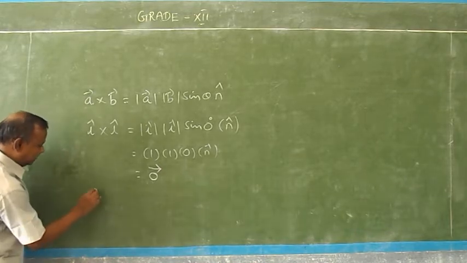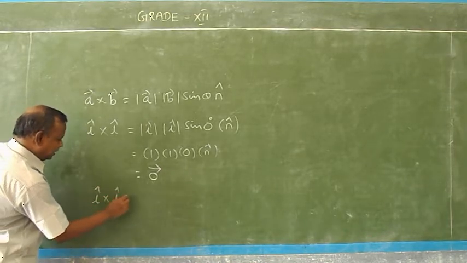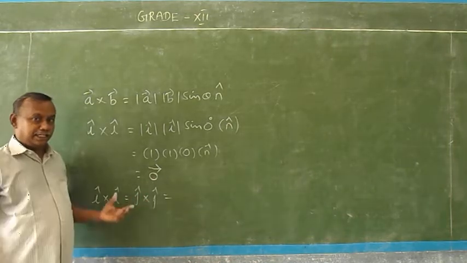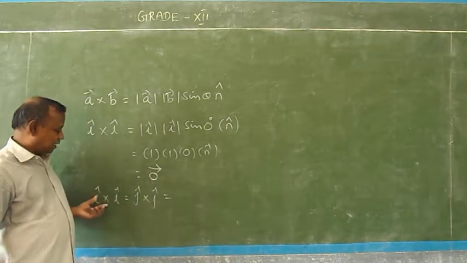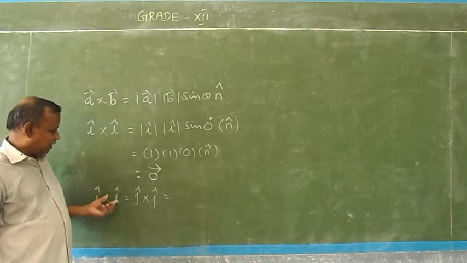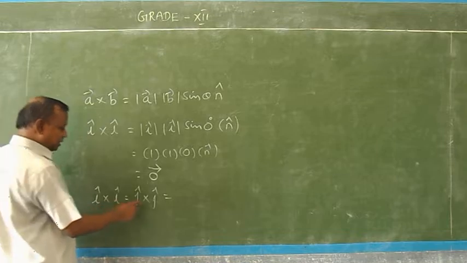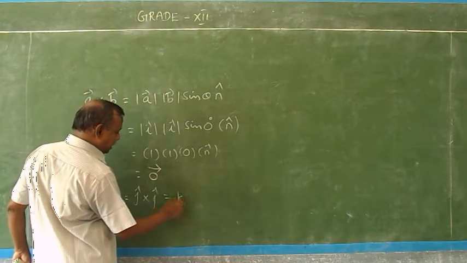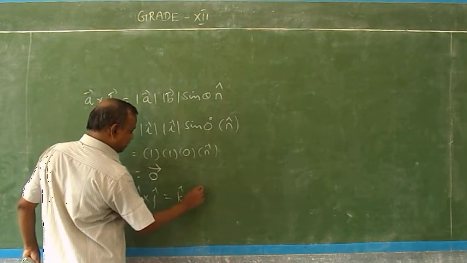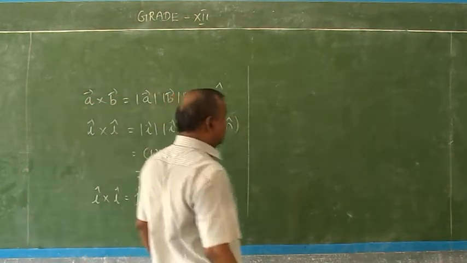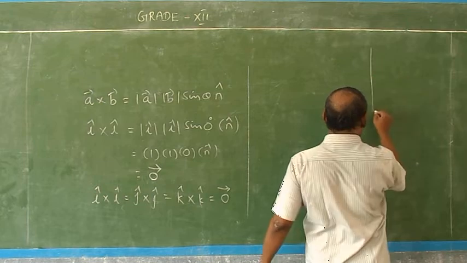Similarly, i cross i equals j cross j. Either way we can study this, i vector or i cap; generally you can read it as i cap, j cap, like that. i cap cross i cap equals j cap cross j cap equals k cap cross k cap equals 0 vector.